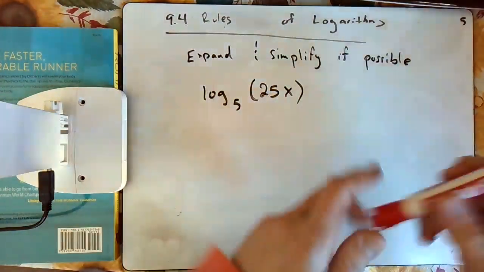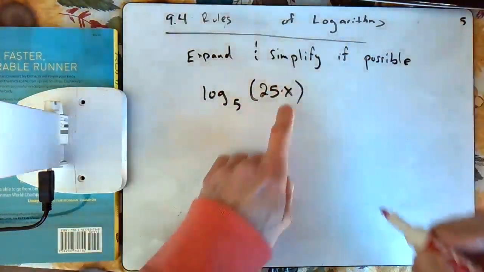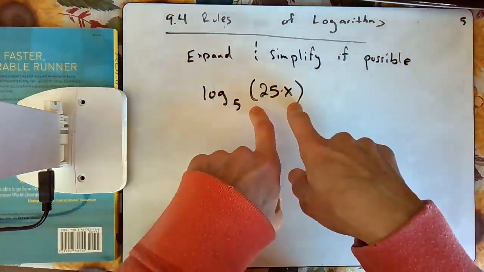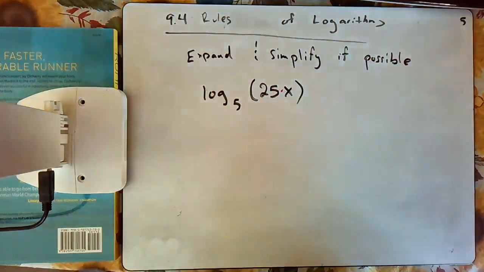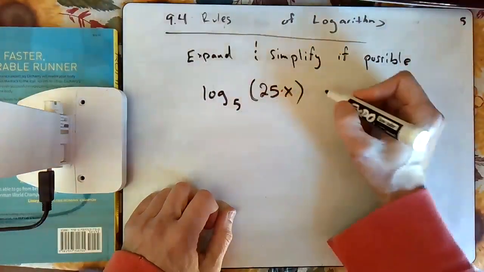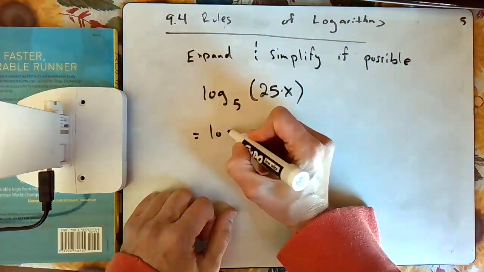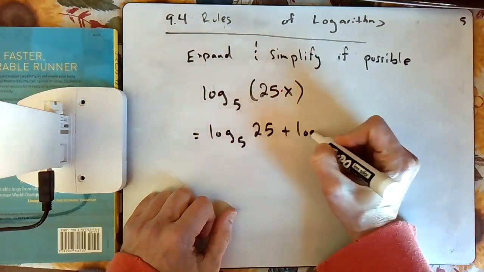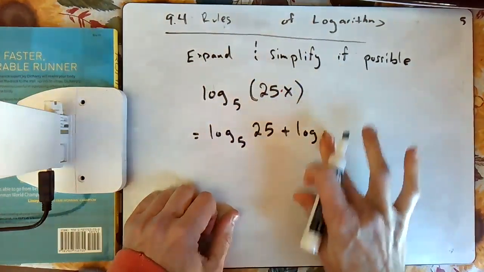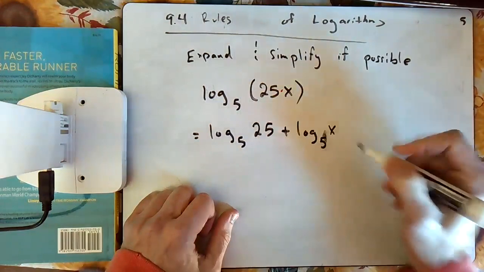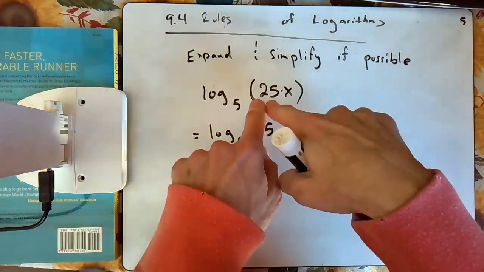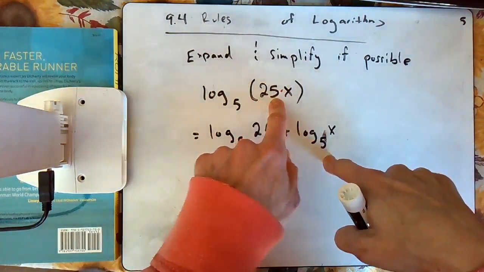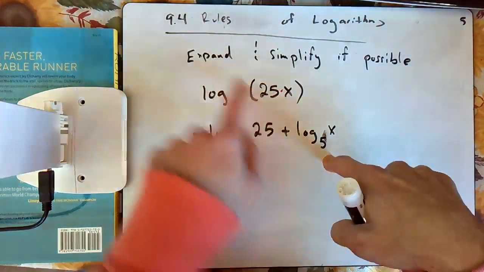Yes, because this is actually 25 times x, right? If there's no order of operation between a number and a variable, that just means multiplication. So how are we going to expand this? Well, this becomes log base 5 of 25 plus log base 5 of x. Remember, with the product rule, it was log of the first term plus log of the second term, like that. So that's us expanding it.